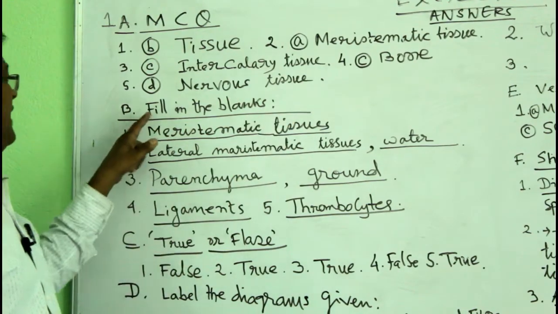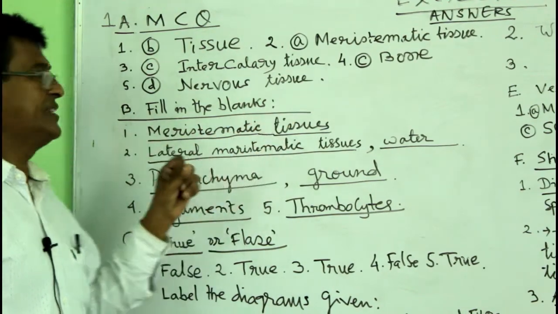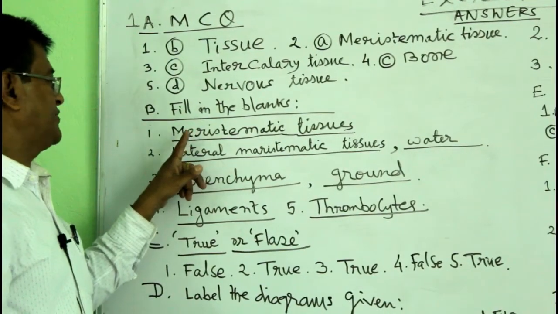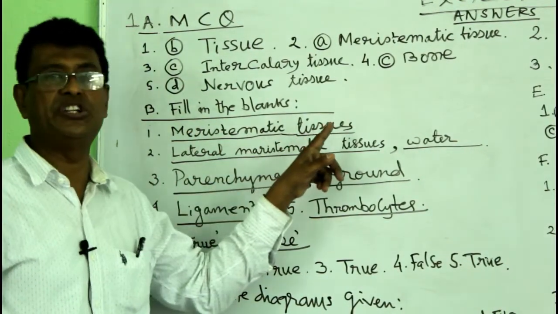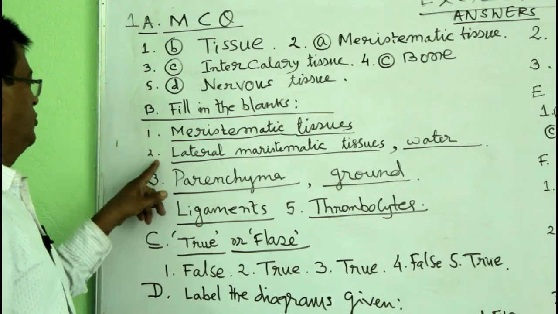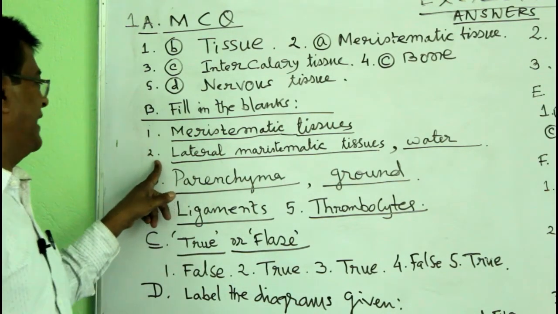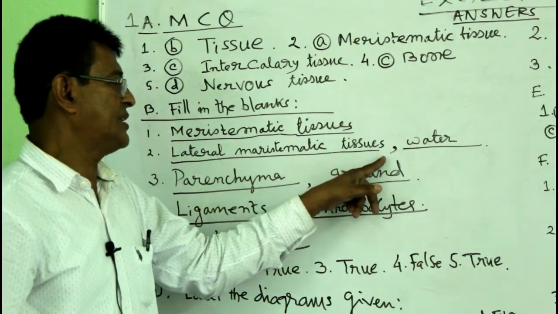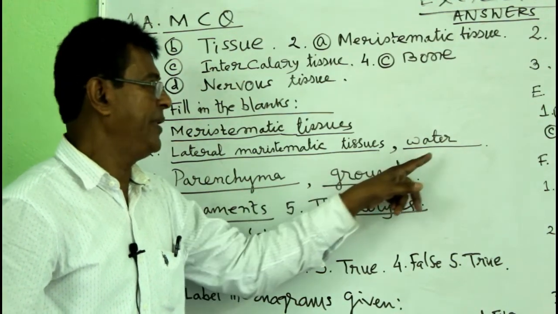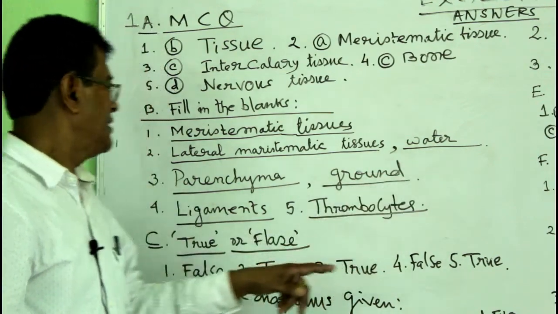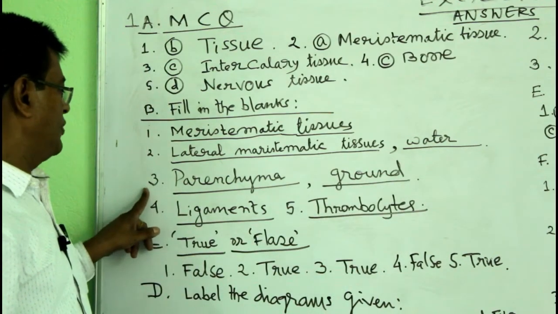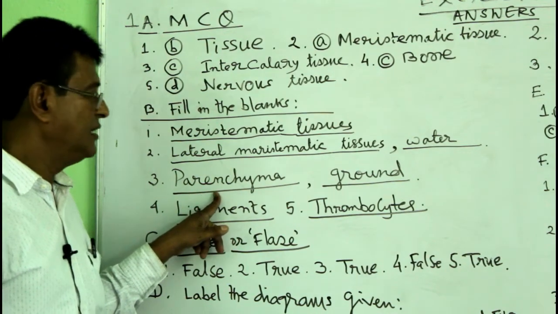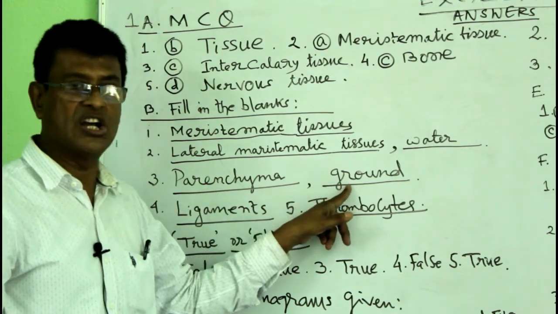When we come to the fill in the blanks, number 1, the first fill in the blank is meristematic tissues. Number 2, there are 2 fill in the blanks. The first one is lateral meristematic tissue, and the second blank will be the bottom. Question number 3, the first blank is parenchyma, and the second blank will be ground.